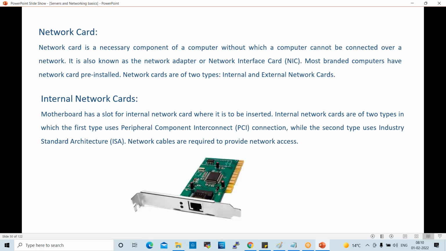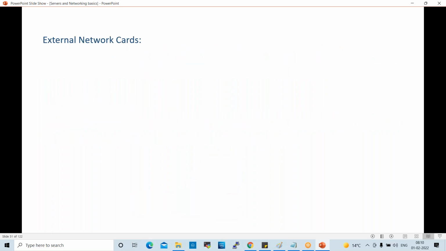See here, this is an internal card. Earlier we used to use this in desktops. Currently we are not using it. Previously in desktops we used to insert this card, and we used to install drivers. We used to connect cables to this, right? Currently we are not using this.